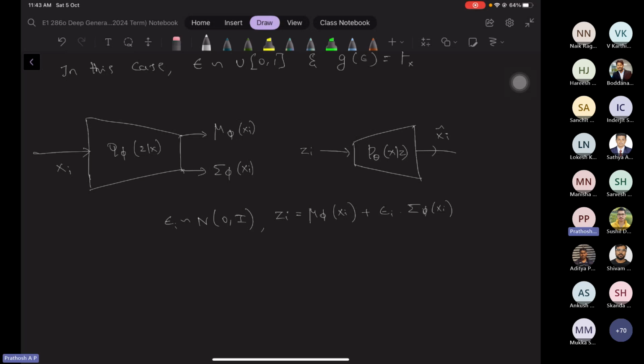So now what we have to do is compute the gradient of the expectation of log of p theta x given z with respect to q phi of z given x, correct? Right? Now this is equal to the gradient of the expectation of log of p theta of x, okay, given what is z now?